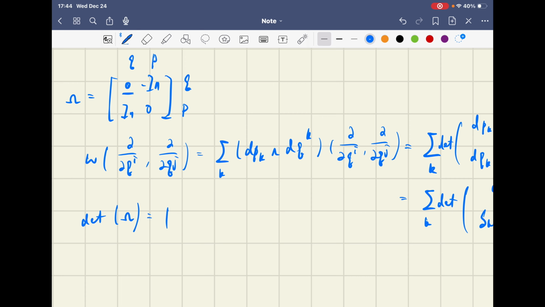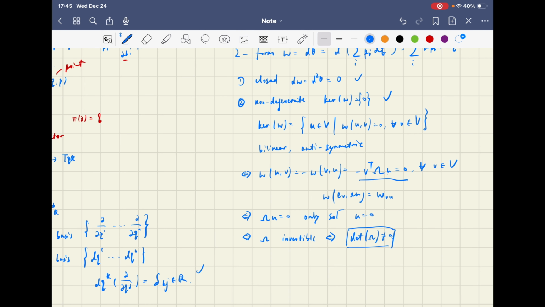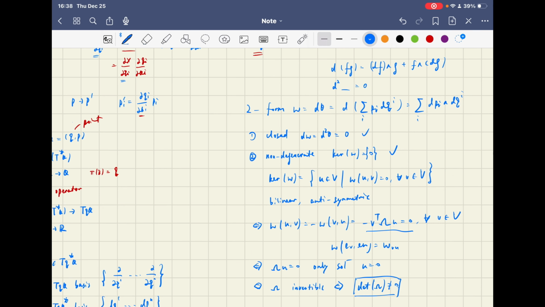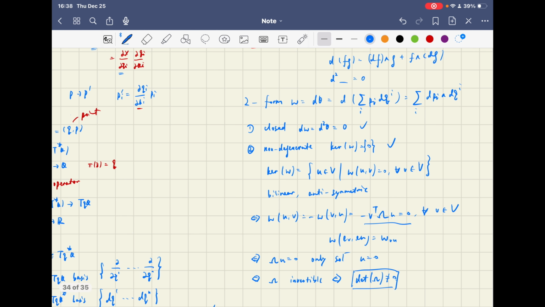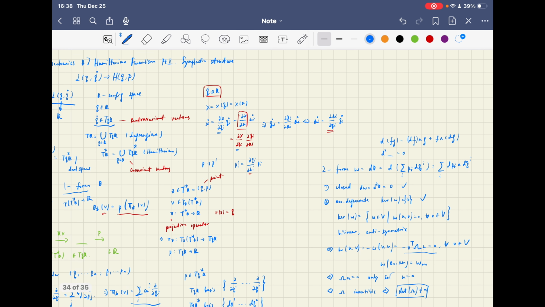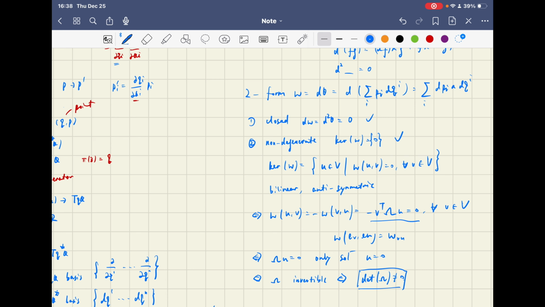0 minus negative 1 is going to be 1, and it is non-zero as expected. So the second requirement, non-degenerate, is also satisfied. Now we have successfully shown that the two-form we gained from the tautological one-form, omega, satisfies the requirements of a symplectic structure, since it satisfies the two requirements: closed and non-degenerate.